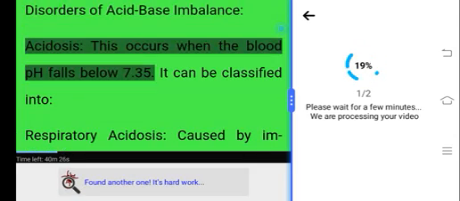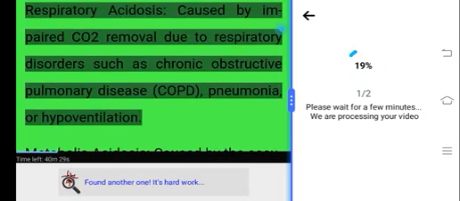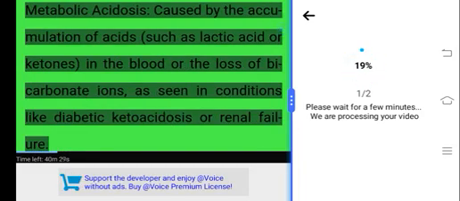Disorders of acid-base imbalance. Acidosis. This occurs when the blood pH falls below 7.35. It can be classified into respiratory acidosis, caused by impaired CO2 removal due to respiratory disorders such as chronic obstructive pulmonary disease, COPD, pneumonia, or hypoventilation. Metabolic acidosis, caused by the accumulation of acids such as lactic acid or ketones in the blood or loss of bicarbonate ions, as seen in conditions like diabetic ketoacidosis or renal failure.